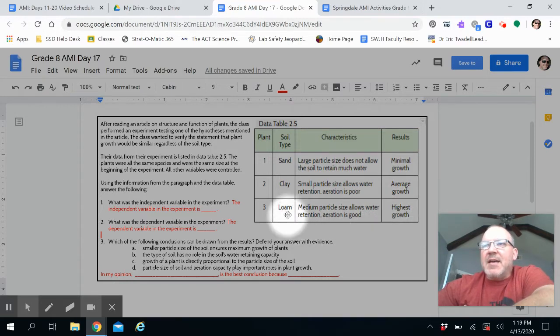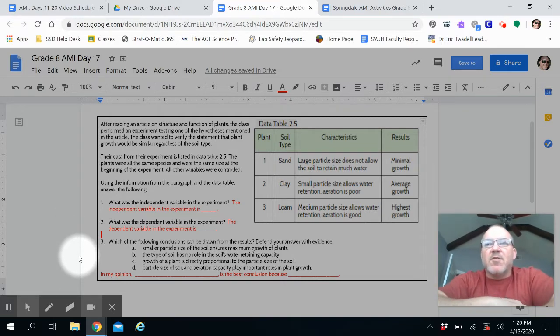The third soil type is loam. Loam is a medium-sized particle that allows water retention, and aeration is good. And so this one has plenty of water retention, which means the water stays in the soil a little longer, and it also has good aeration, which means good oxygen content as well. Notice the plants had the highest growth. And so as we read through the data table and the reading prompt here, we're probably going to have plenty of evidence for the third and final question there.